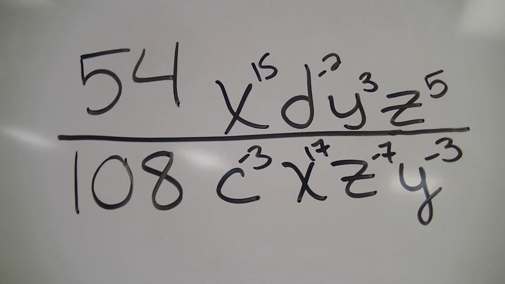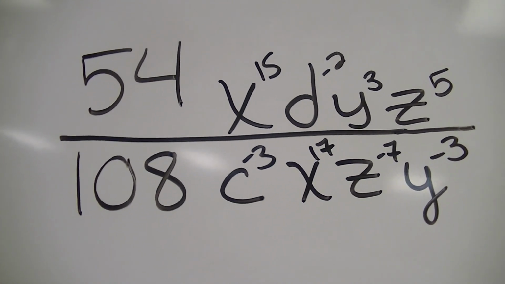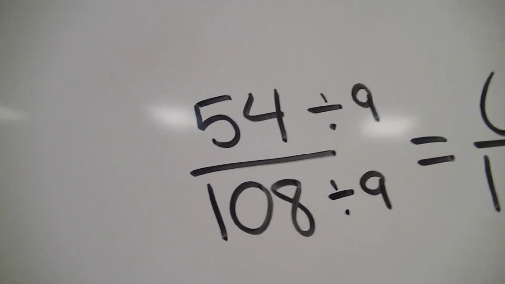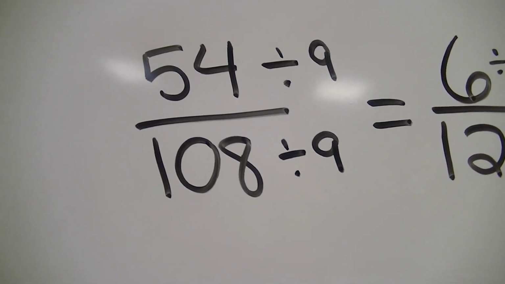Well, I know 5 plus 4 is 9, and 1 plus 0 plus 8 is 9, so the whole thing is going to be divisible by 9. So let's look at that. 54 divided by 9 gives us 6. 108 divided by 9 gives us 12.